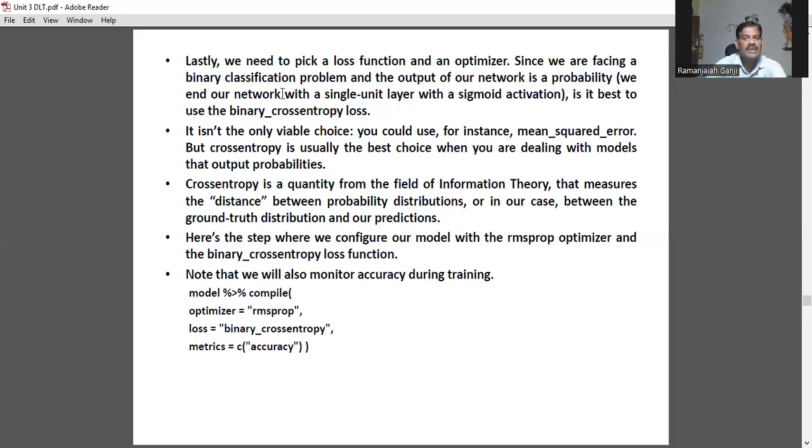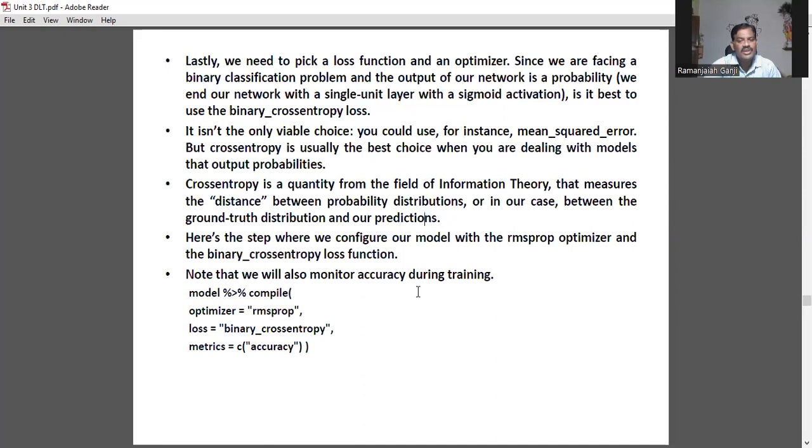Since we are facing a binary classification problem, the output of our network is a probability, so it is best to choose a binary cross entropy loss. Cross entropy is a quantity from the field of information theory which measures the distance between probability distributions, or in our case between the ground truth distribution and our prediction. Both are the same: what is expected, what is actual.